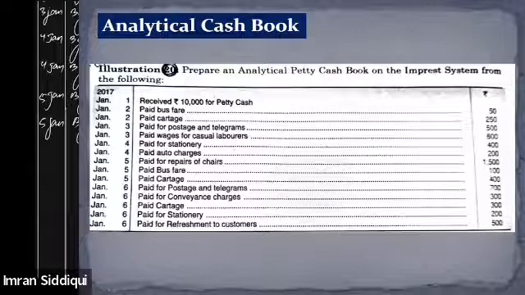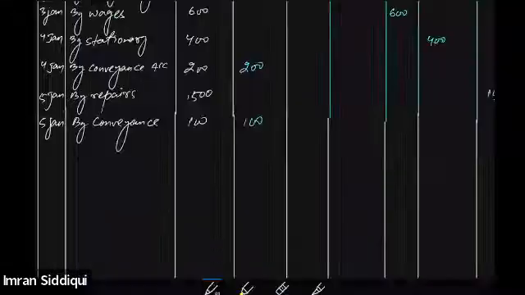Moving to the next transaction on 6th of January, paid for postage and telegram. We already have a column for postage and telegram. We won't be required to prepare a different column for that. On January 6th, paid for postage and telegram, 700.